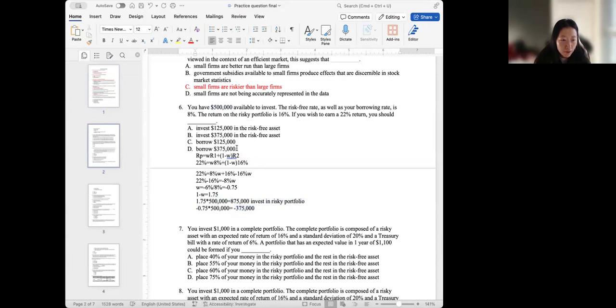So therefore, looking here, I didn't see the right number for investment in risky portfolio, but I saw 375 here, borrow 375. So that one is correct.